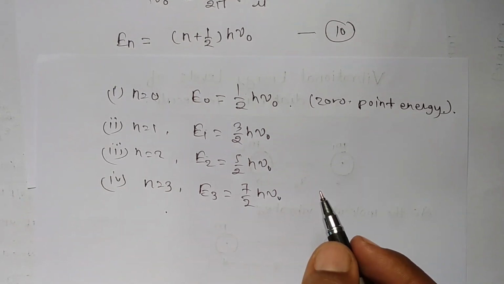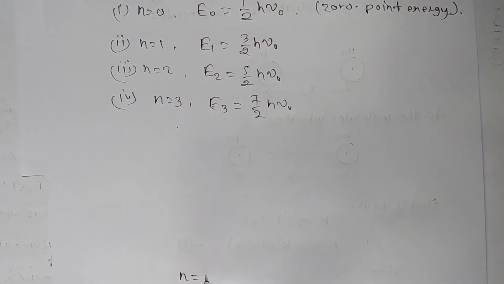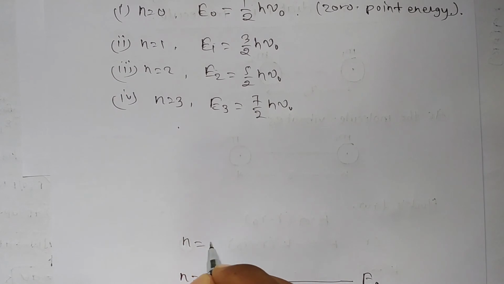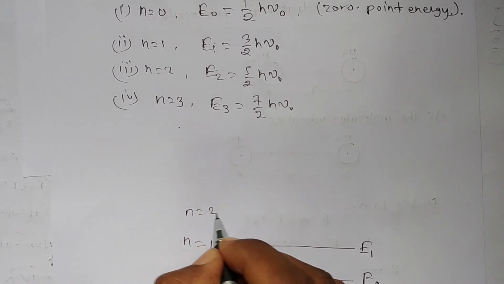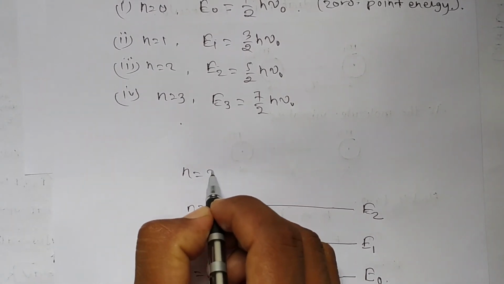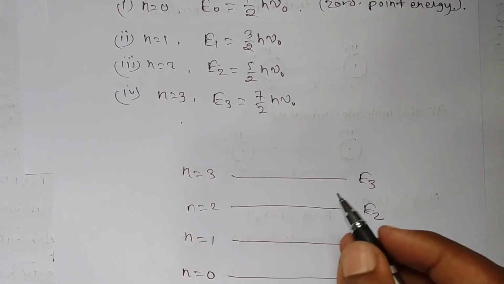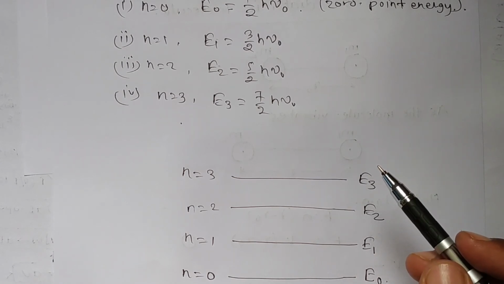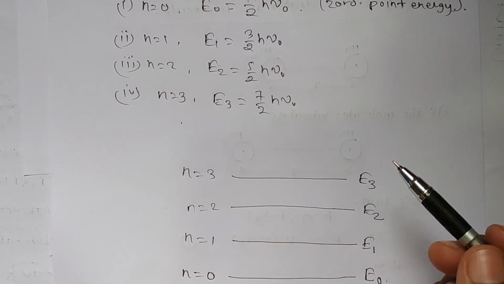Now we can draw the energy levels for different values of n. So for n is equal to 0, the energy level is E0. For n is equal to 1, the energy level is E1. For n is equal to 2, the energy level is E2, and for n is equal to 3, the energy level is E3. Thus, we get the vibrational energy levels of a diatomic molecule are discrete and quantized. The gaps of the energy levels are the same.